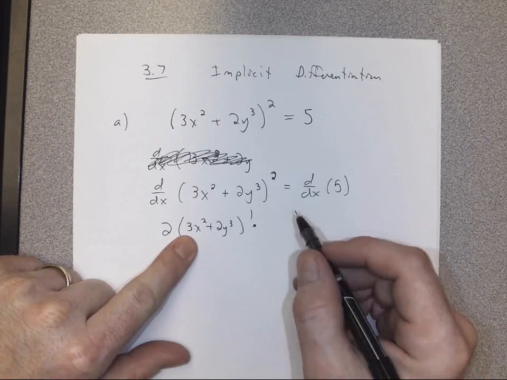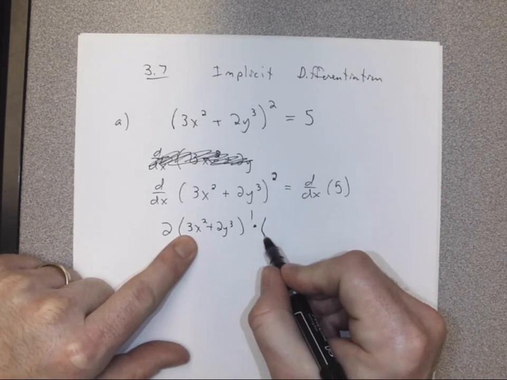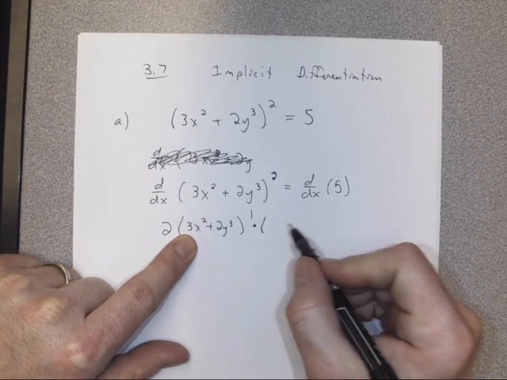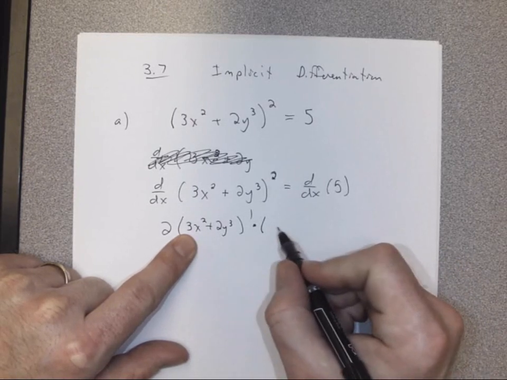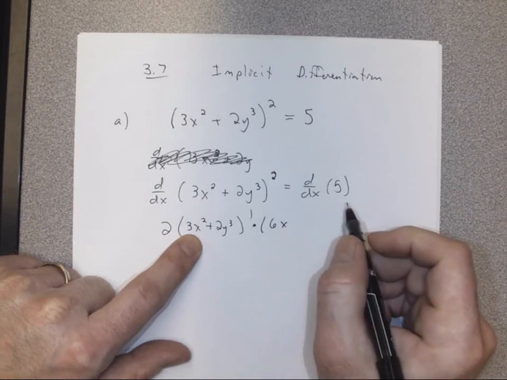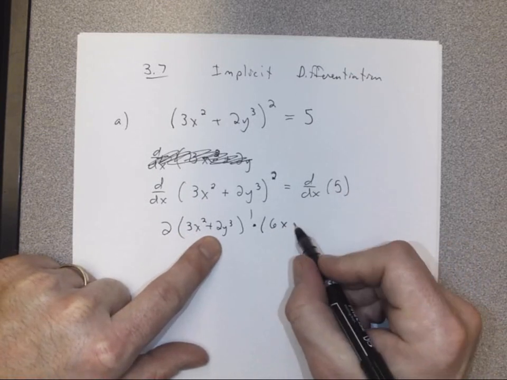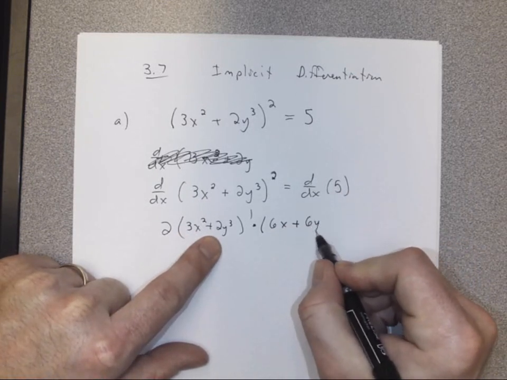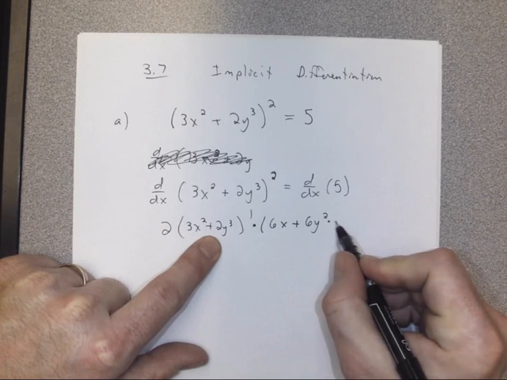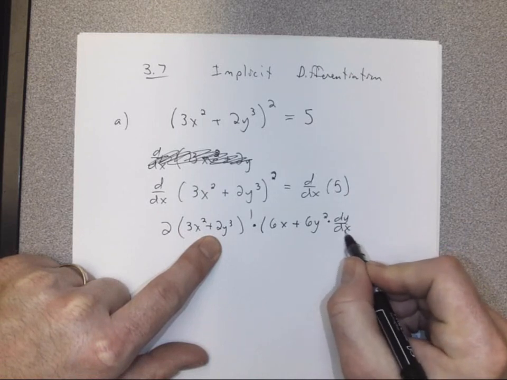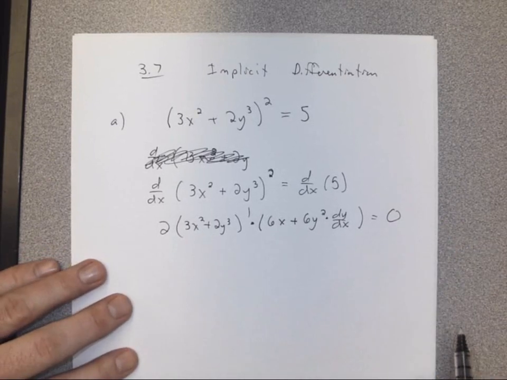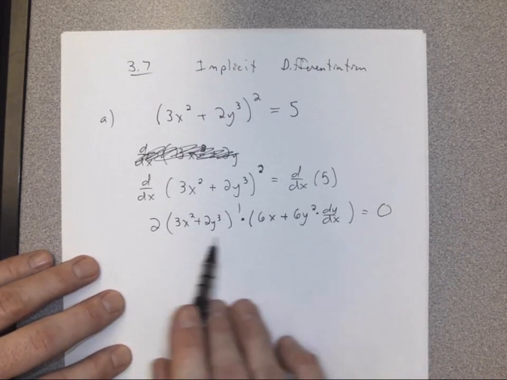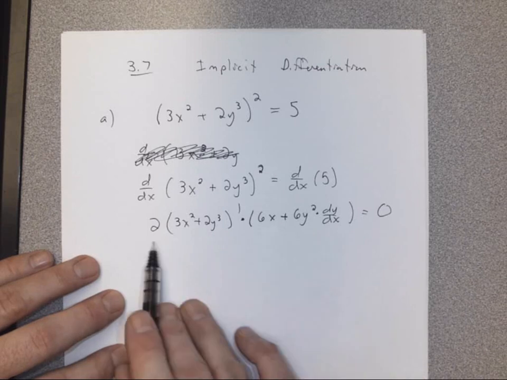What's the derivative of 3x squared? Now remember that when you take the derivative, you're going to get a binomial here, right? So you're going to need parentheses. So this is going to be 6x. And what's the derivative of 2y cubed? 6y squared times dy/dx. Then over here, what's the derivative of 5? 0. Okay. Now, since all these things have power 1, we're gonna multiply them together.